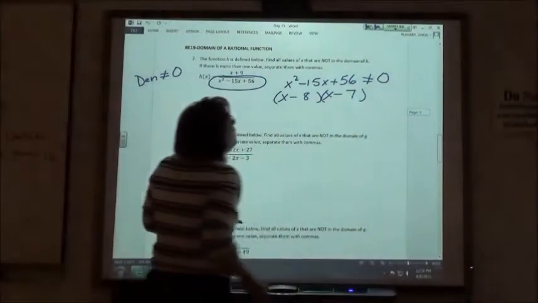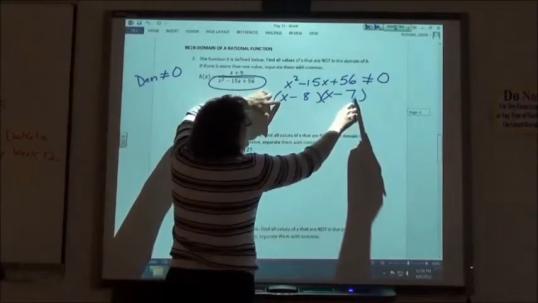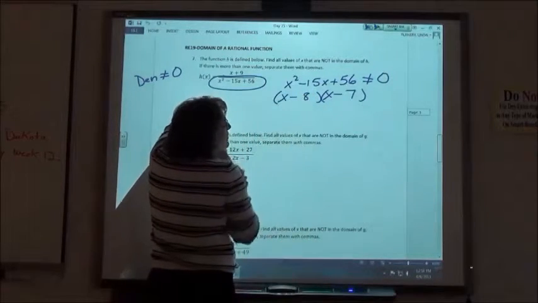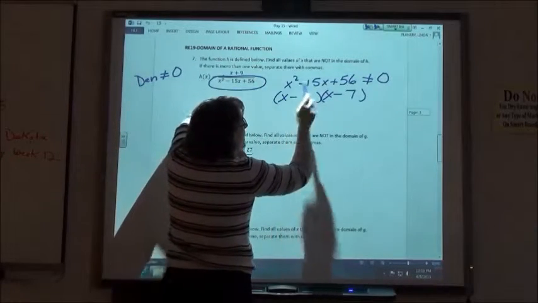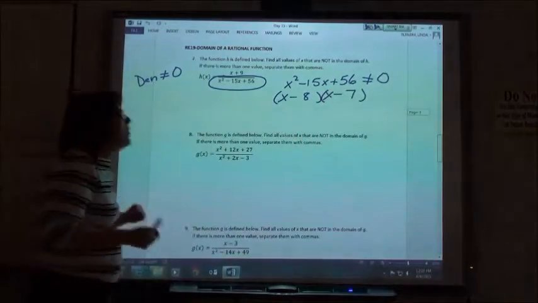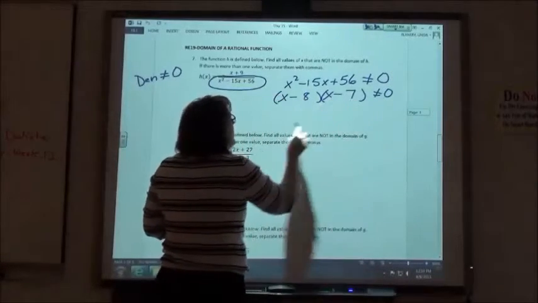So we think about foiling. X times x is x squared. My outside is negative 7 plus my inside is negative 8. That adds up to the negative 15. And then negative 8 times negative 7, positive 56. So, since we have this does not equal 0, then we have to solve each of these.